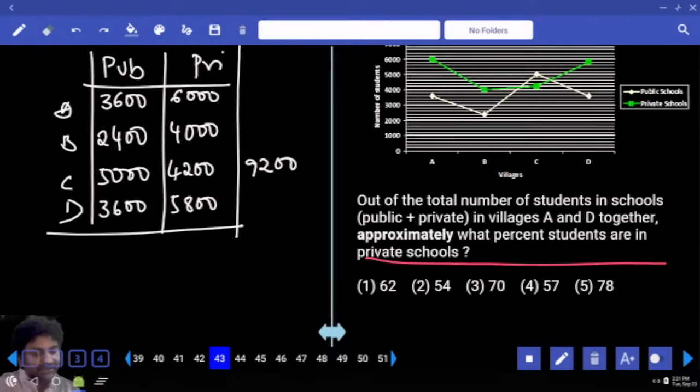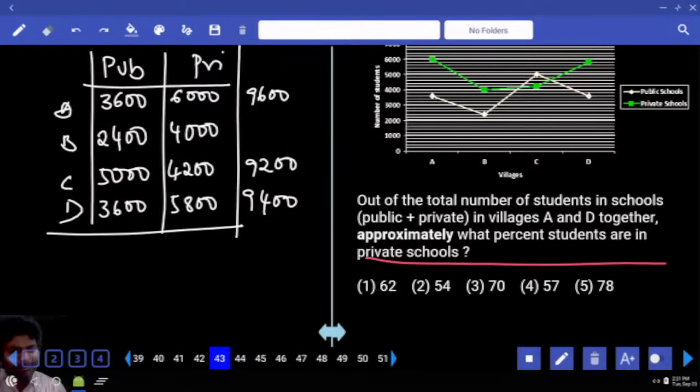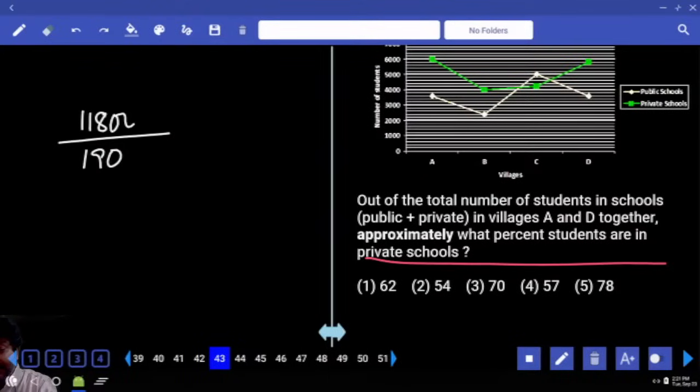Out of total number of students in schools in villages A and D together, approximately what percent students are in private? In A we have total 9,600. In D total we have 9,400. Total people are 19,000. 1% value 190. And we need people who are from private schools. Private schools 6,000, 5,800, 11,800. Usually writing 19,000 into 100. This is what you are supposed to write. Correct? Right. So easy ga unnai kabatti rasidam.